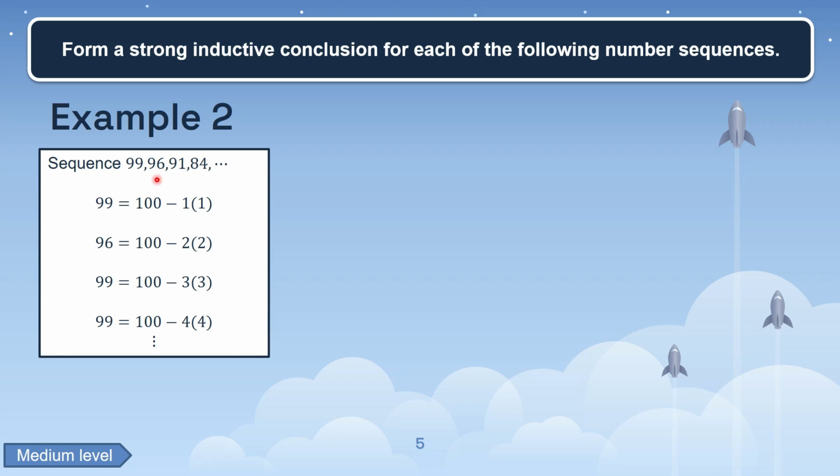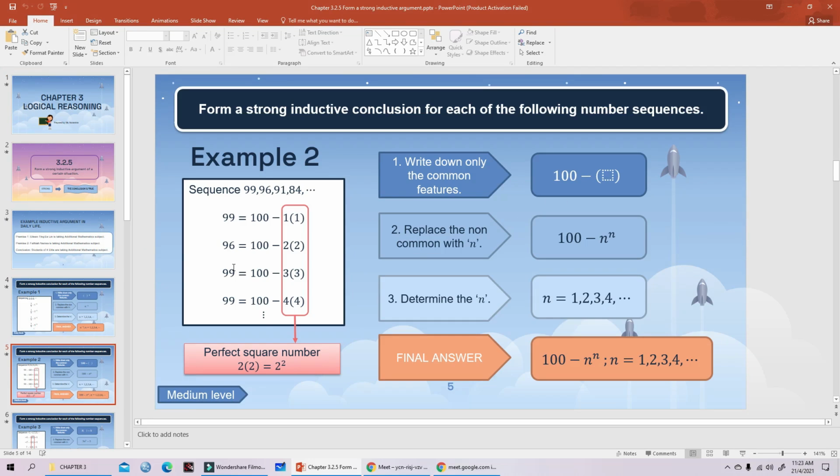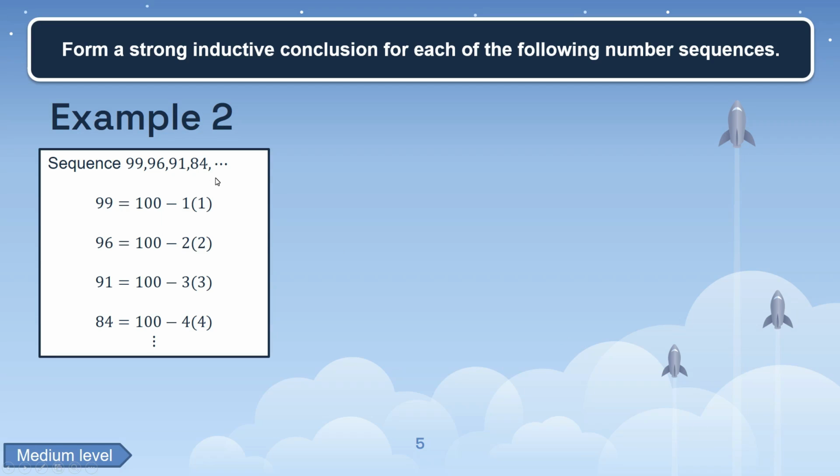And then this is the quadratic function. 99 equal to 100 minus 1 bracket 1. And then second one, 96 equal to 100 minus 2 bracket 2. And the third one, 99 equal to 100. Oh, sorry, I think I made a mistake here. I changed my notes. Wait, here is 91, here is 84. Okay, like this. Okay, this is the quadratic function.